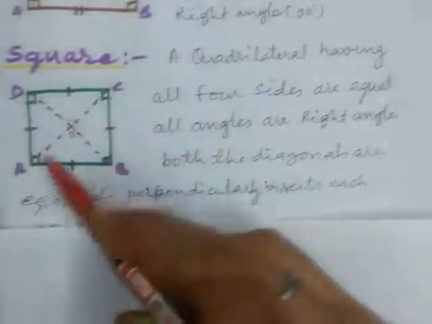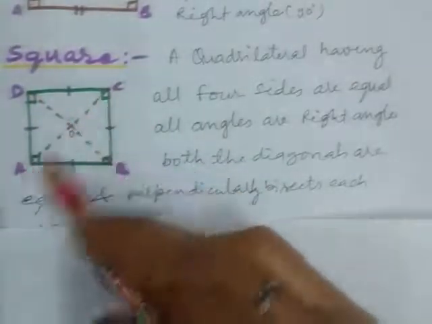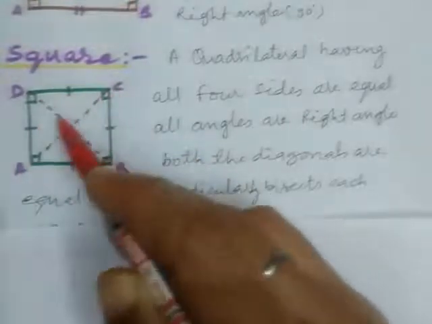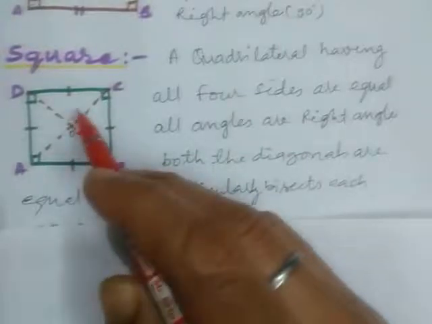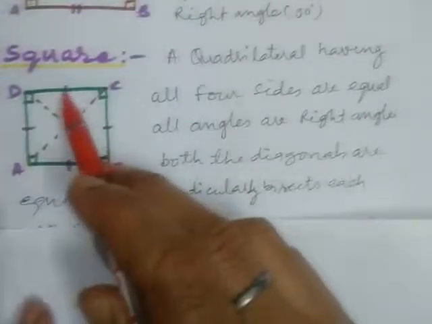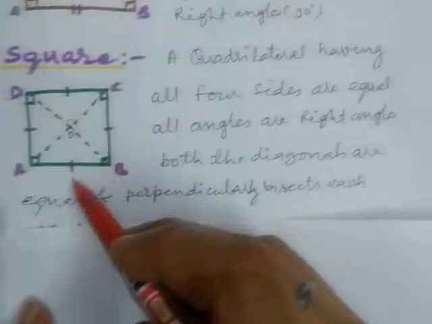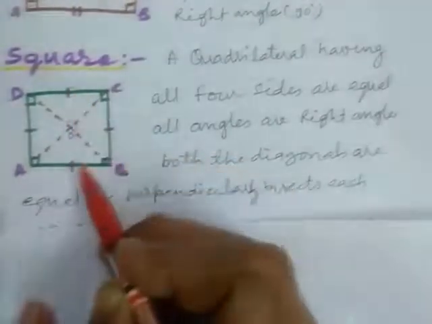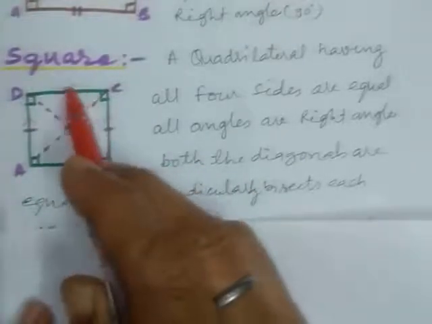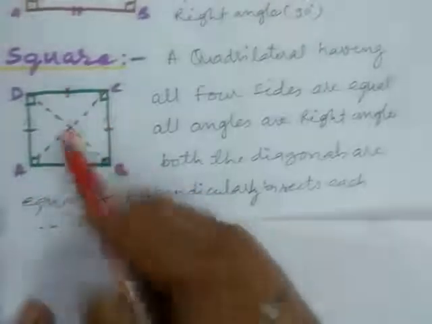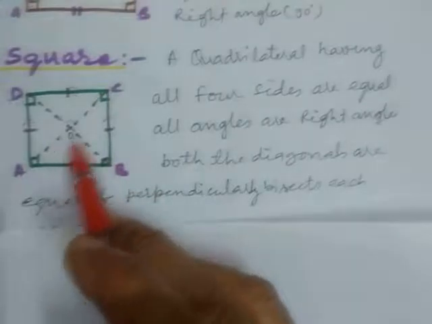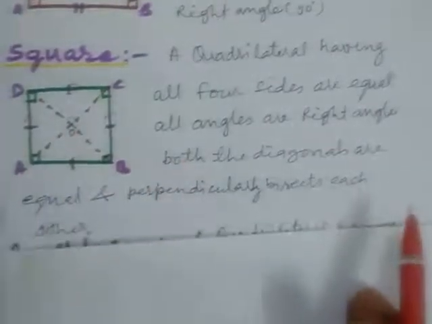This way we can say that both the diagonals perpendicularly bisect each other. This is the characteristic of a square. Remember this. And all the opposite sides are parallel also. This side is parallel to this and this side is parallel to this. So there are two sets of parallel sides. So a square has these types of characteristics.